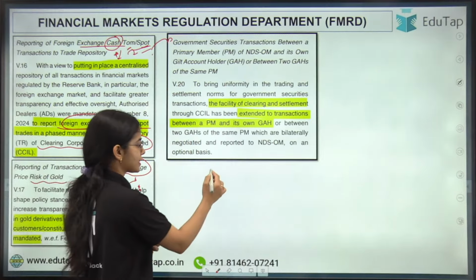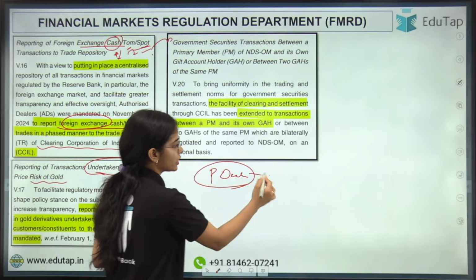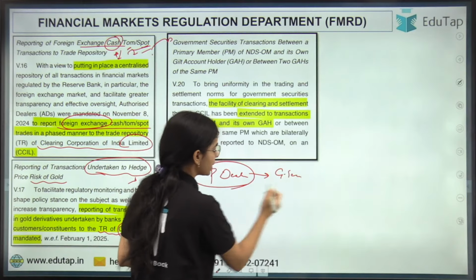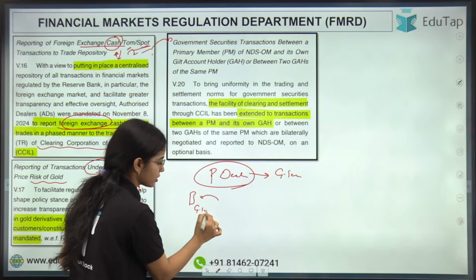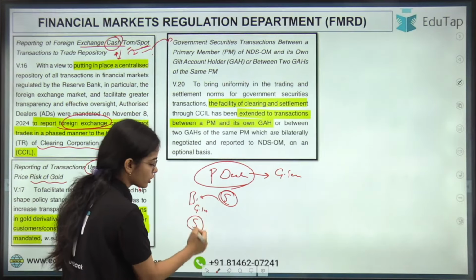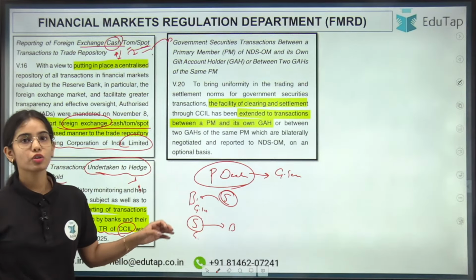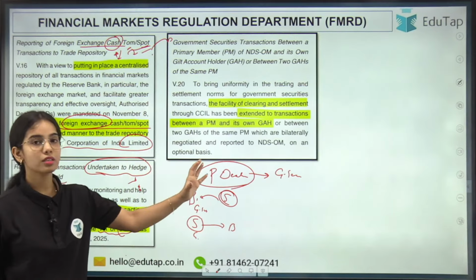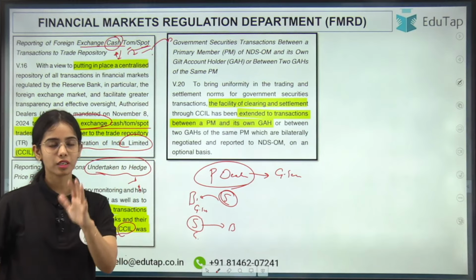Next is government securities transactions between... See what happened, let's say you are a primary dealer. Primary dealers are present in the government securities market. They are the market makers. They buy government securities from sellers that want to sell, and they work as sellers of government securities for buyers that want to buy. So the primary dealers work as market makers. They can maintain the liquidity in the government securities.